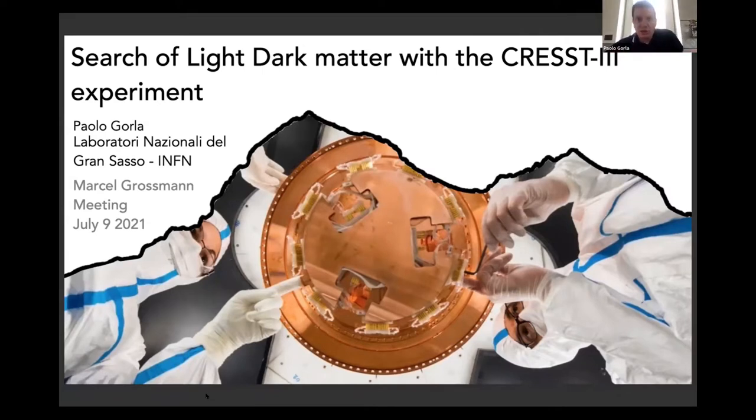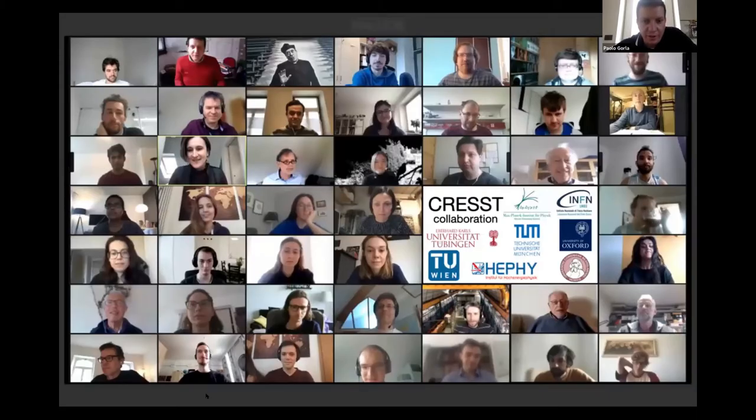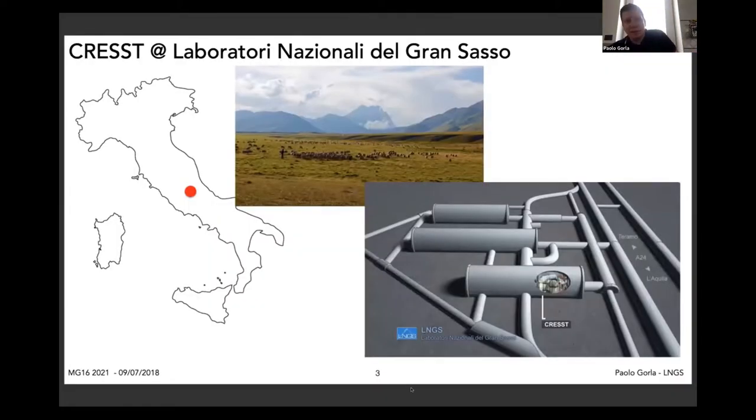So this is just a short report on the search for light dark matter with the CREST experiment. And this is just a recent picture of the CREST collaboration in one of our online meetings. CREST is a collaboration mainly of European institutions, Germany, Italy, Austria, and other small collaborations from around Europe. CREST is located at Laboratori Nazionali del Gran Sasso in Italy. And here you see a nice picture of the Gran Sasso mountain and a sketch of the lab underground inside the mountain.